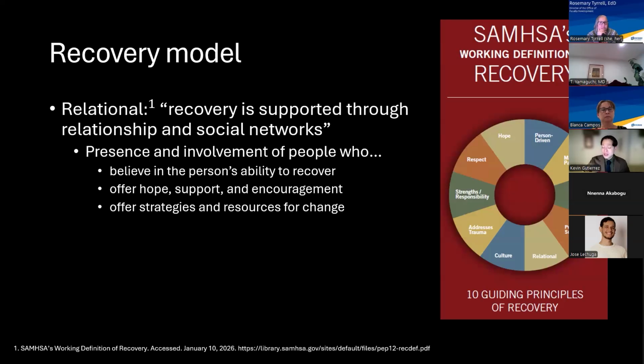And as we know, for a lot of individuals with substance use, because of the stigma and the taboo nature of it, they tend to isolate themselves and further isolate themselves. So it's important to understand what's there and monitor the development of those relationships.